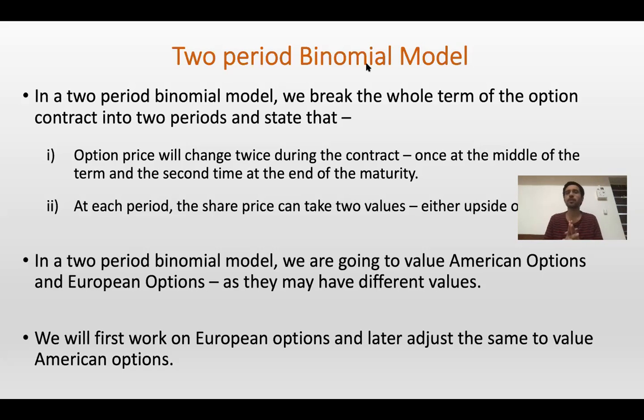Now, in the two-period binomial model, we almost continue with similar assumptions, but the only difference is we break the whole term of the option contract into two exact equal halves. For instance, we had an option contract of 6 months. We will break it into two halves of 3 months each. So there will be two periods, and that is the reason it's called the two-period binomial model. The first period is between t equal to 0 and t equal to 3, and the second period is between t equal to 3 and t equal to 6.